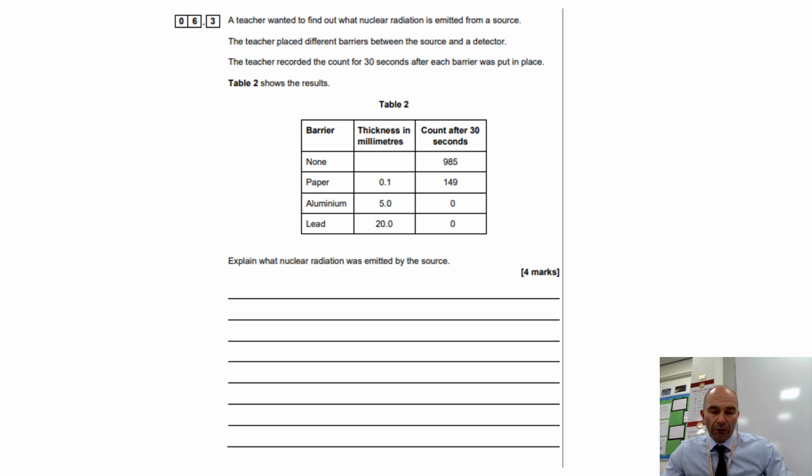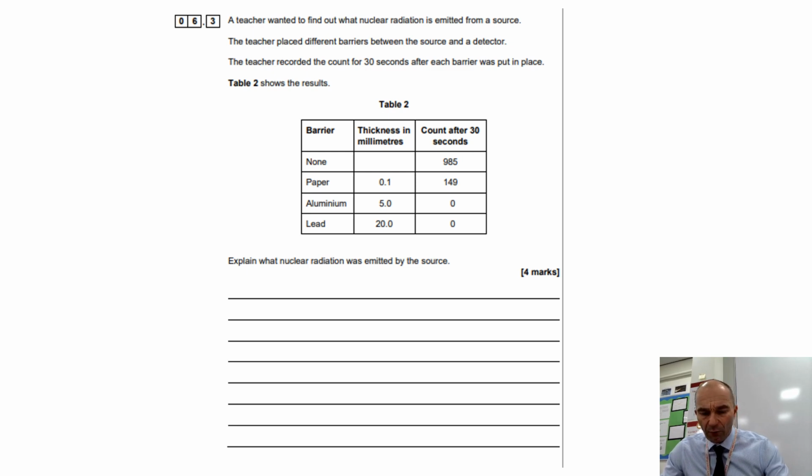Right, 6.3. Now a teacher wants to find out what nuclear radiation is emitted from a source. The teacher placed different barriers between the source and its detector. The teacher recorded the count 30 seconds after each barrier was put in place. Explain what nuclear radiation was emitted by the source. Now this is worth 4 marks, so there's probably a bit of work to think about in this one.